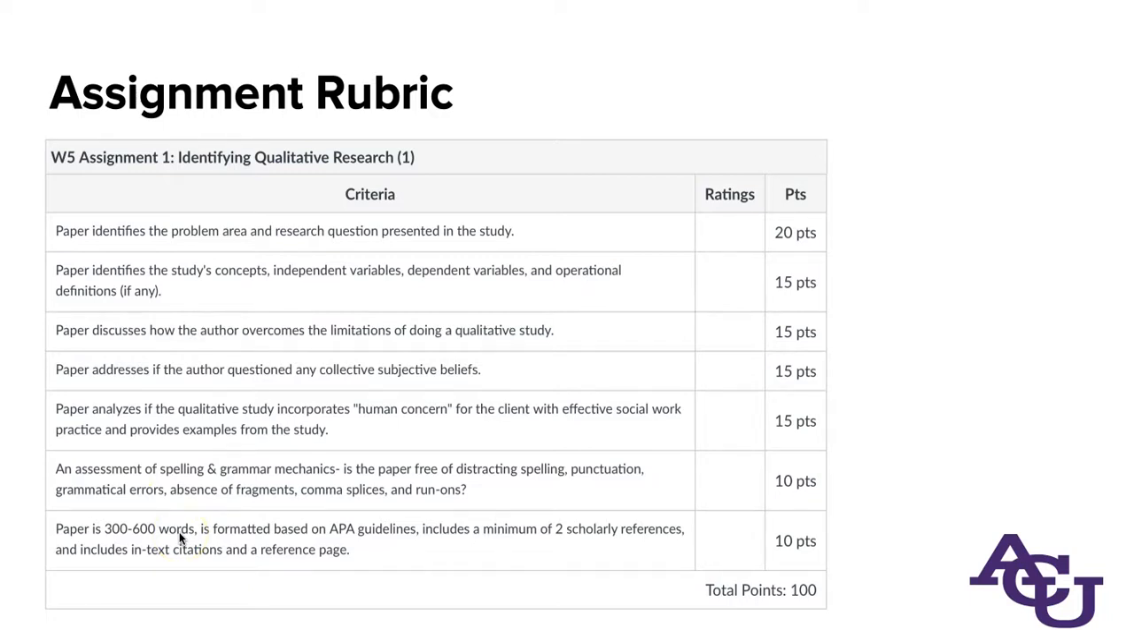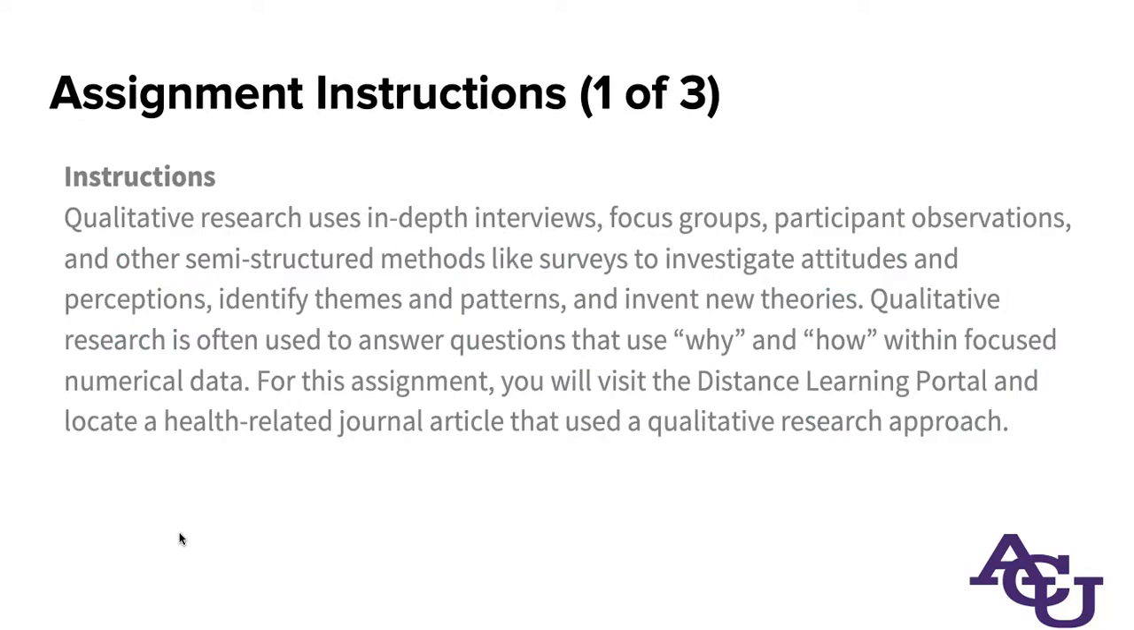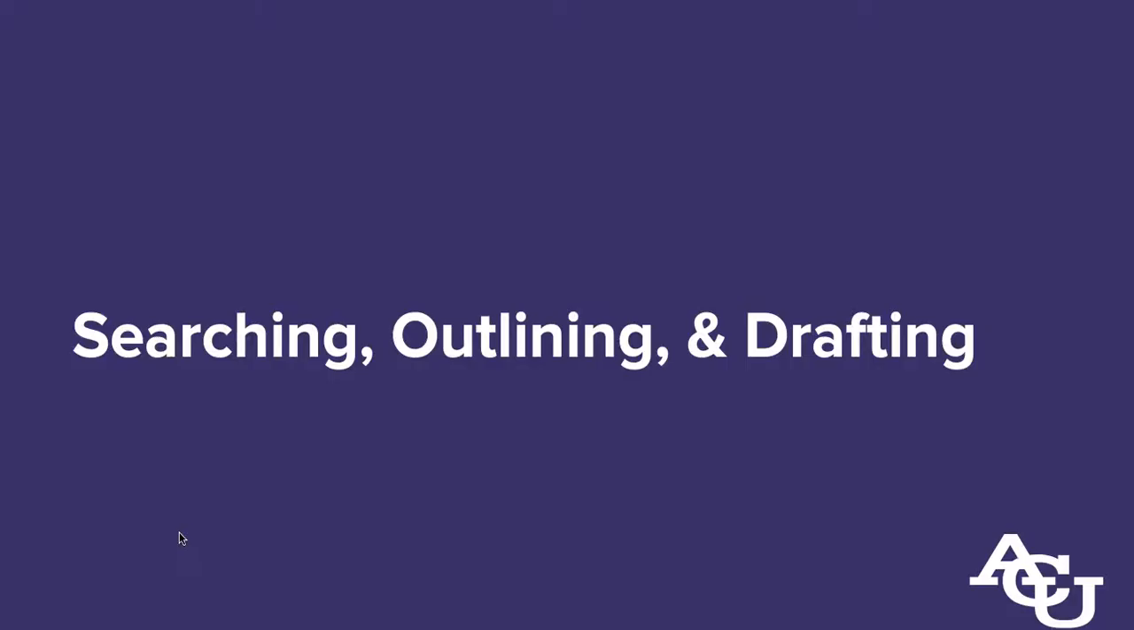Now, I do note that this says a minimum of 2 scholarly references. So, a question I often get from students is, how do you get 2 scholarly references if you are only doing 1? The assignment is to locate a healthcare-related journal article. Well, one way that you can incorporate a second one is to look at how this was used or something similar. And we'll talk about some ways to find that later.